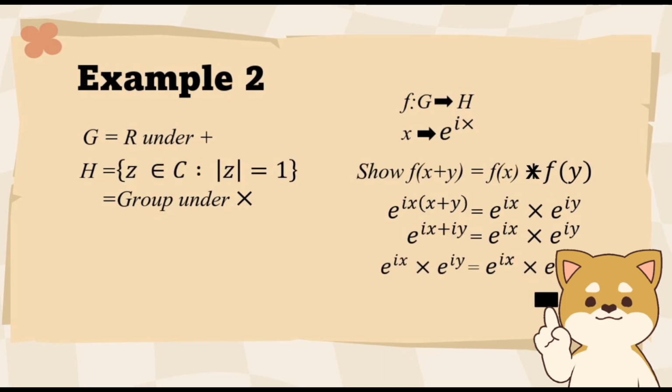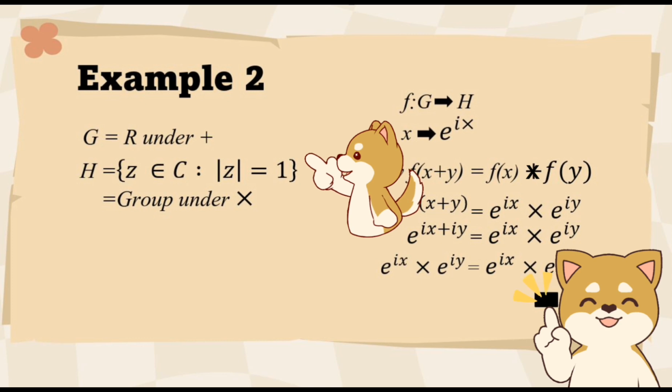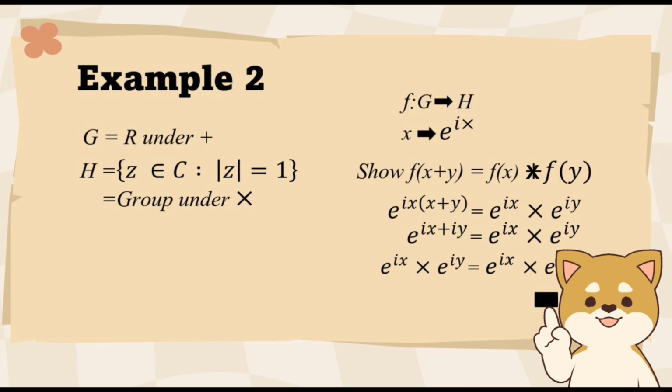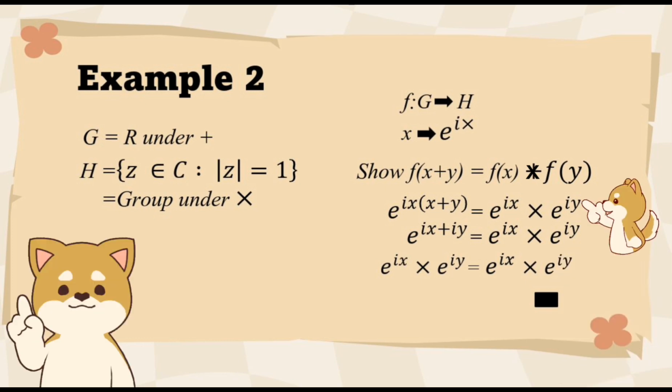Another example. So, G will be the real numbers under addition and H will be the complex numbers with absolute value of 1. These complex numbers form a group under multiplication. So, define the function f as f(x) equals e to the i times x. For f to be a homomorphism, we must have f(x + y) equals f(x) times f(y). So this is true only if e to the i times (x + y) equals e to the i x times e to the i y.